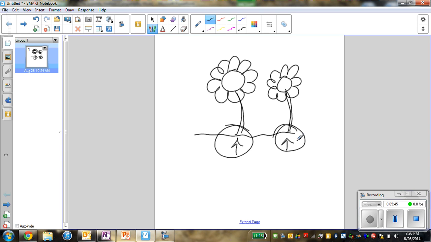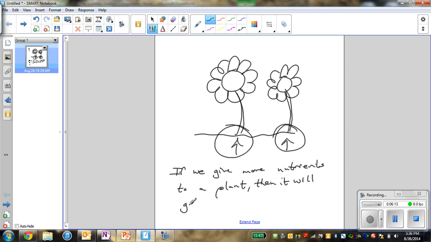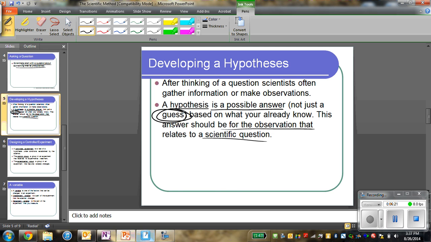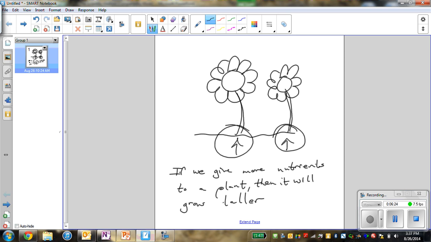So if we were writing that hypothesis, it would be something like, if we give more nutrients to a plant, then it will grow taller. Okay, so that would be our hypothesis. Educated guess based on what we know about plants.